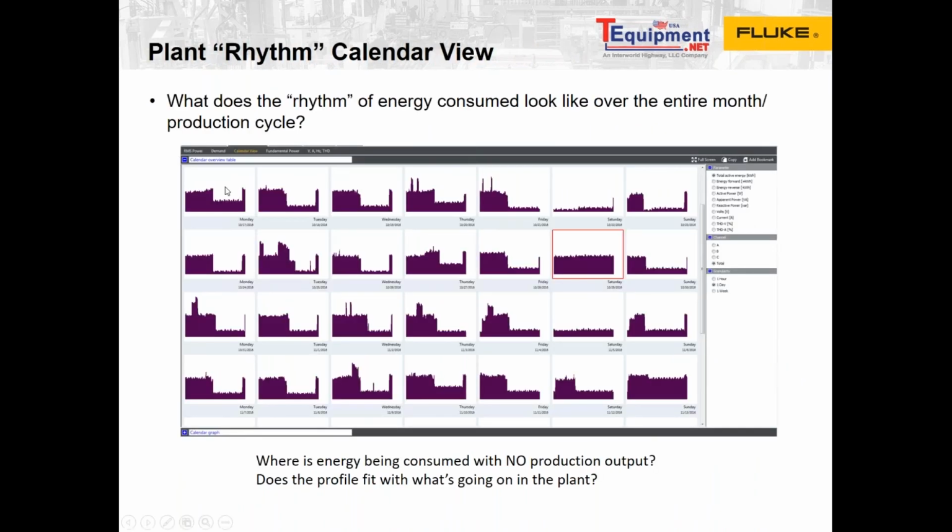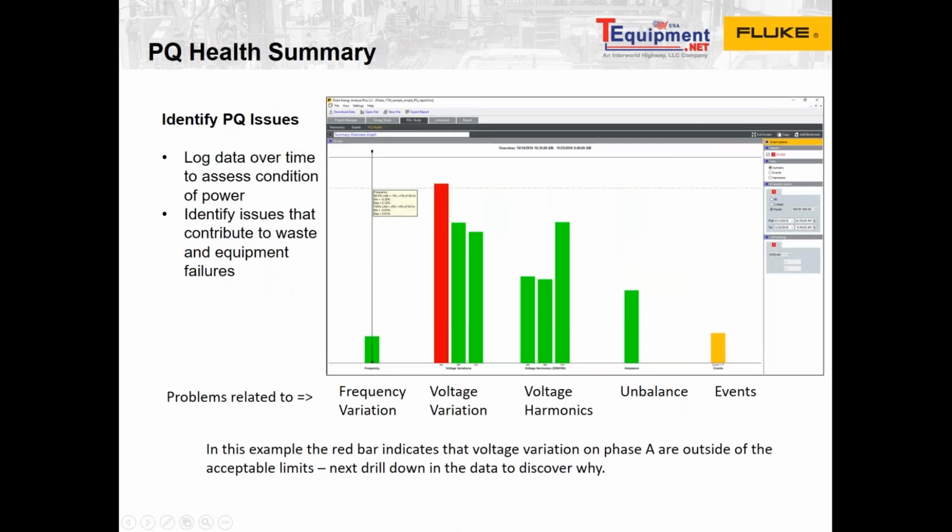And then this is a calendar view, basically Monday, Tuesday, Wednesday, Thursday, Friday, Saturday, Sunday, over 4 weeks, over a month time span. You can see here there is energy usage on Saturday when there shouldn't be. It's a quick, nice, easy way to say, hey, there's something up here, let's go investigate. And then this is a nice little dashboard that counts up the number of events, like the number of dips and swells and flicker and all that.